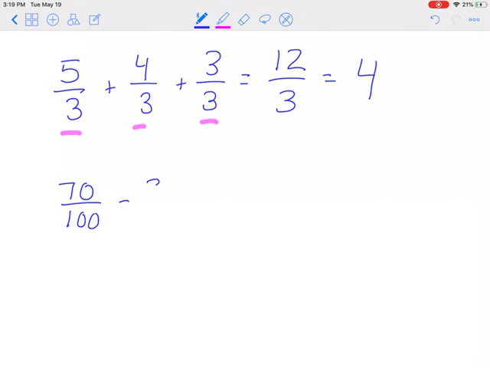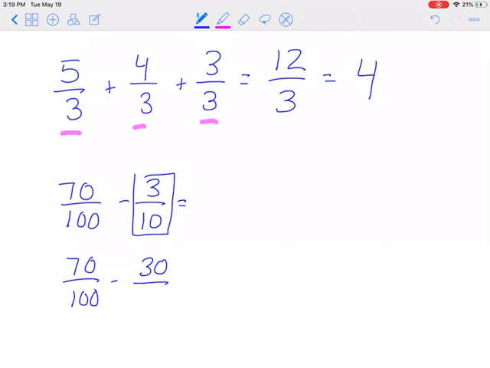Okay, 70/100 minus 3/10. So I'm going to change 3/10 by multiplying by 10, and I'm going to rewrite my problem. 70/100 minus 30/100, and I get 40/100, which is the same as writing 4/10.